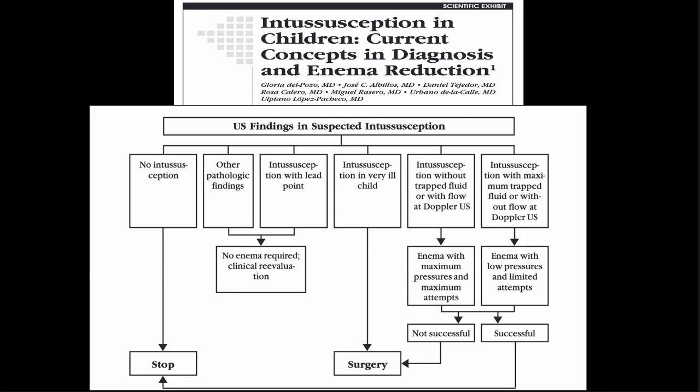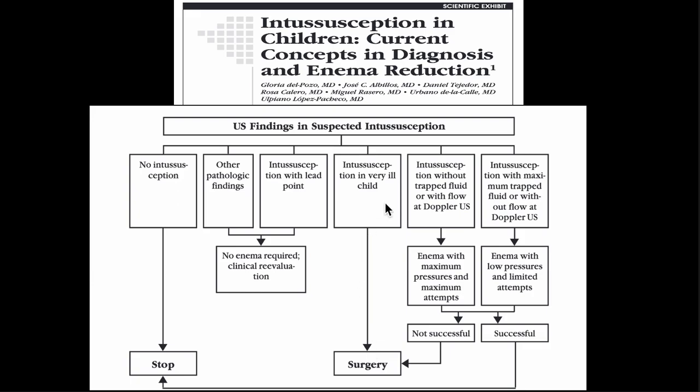So this article also gives us an algorithmic approach to be taken in case of intussusception, considering other imaging and clinical signs. So I'll just go through it for you once: if there are any other pathological findings which we find in our initial ultrasound scan, then we should not go for hydrostatic reduction, but we should go for clinical re-evaluation. Same is true if there is any lead point, like if there is a large lymph node or a large mass which is being seen. Intussusception in a very ill child, again, the child has to go under surgery.